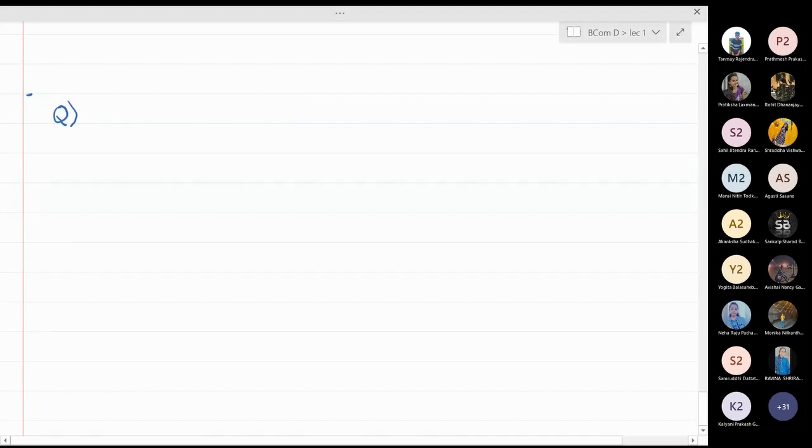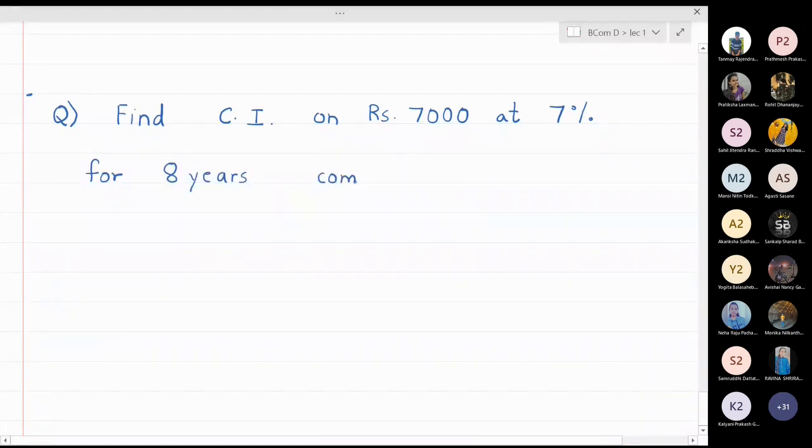Okay, so the next problem is: find the compound interest on ₹7,000 at 7% for 8 years, compounded half yearly. Okay. Now here the principal given to us is 7,000.